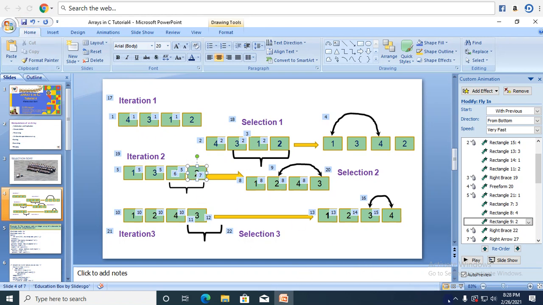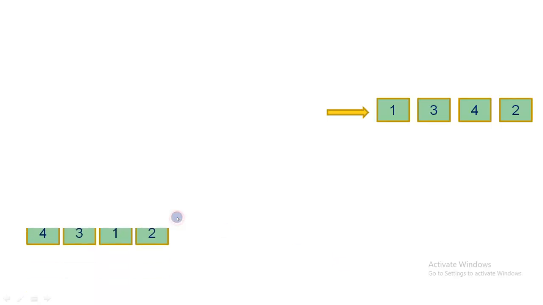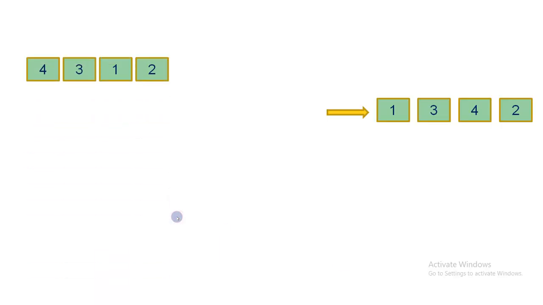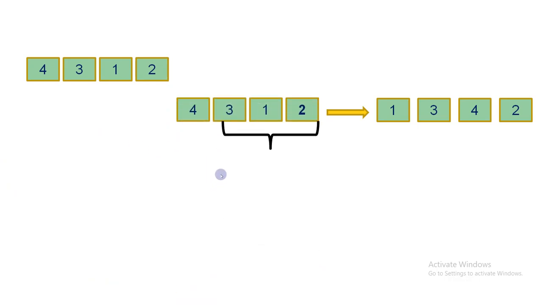Okay, now we will continue. So the first iteration is over. The first position is assumed to be the position where the smallest element is contained, and the selection will happen from the remaining three. One is found to be the smallest element, and one is swapped with 4, and what comes out is 1, 3, 4, 2.